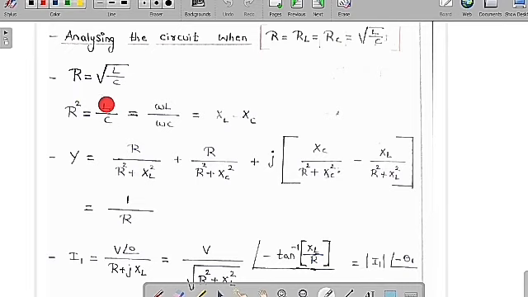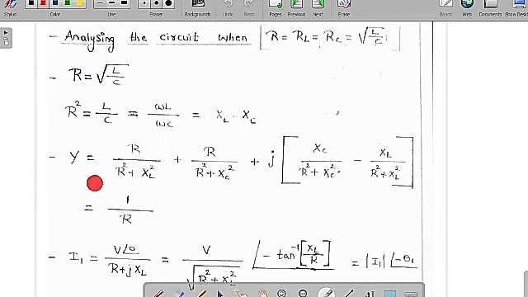So I can multiply by omega and divide by omega. I am going to get omega L by omega C, where omega L is equal to XL and 1 by omega C is nothing but XC. So we are going to get R square is equal to XL into XC. So here also you can see clearly this is R into R is equal to XL into XC. So definitely we can say the currents are quadrature to each other. Here also the currents are quadrature to each other.